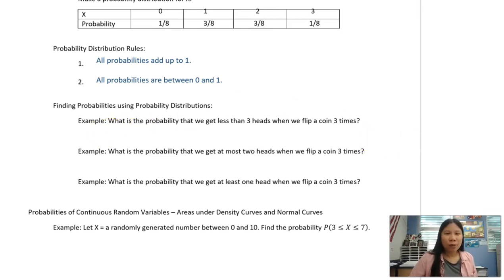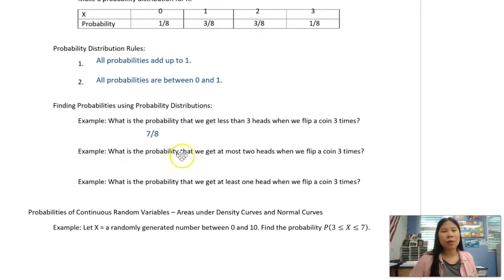First example, what is the probability that we get less than 3 heads when we flip a coin 3 times? So here we want to pay attention. When it says less than 3, we're not counting the 3. It has to be numbers that are smaller than 3. So here we're saying, out of our x variables, we want to be looking at numbers that are less than 3. So that would be the 2, the 1, and the 0. So to find that probability, we would just take all the probabilities that are less than 3 and add them up. So 1/8 plus 3/8 plus 3/8 would give us 7/8.